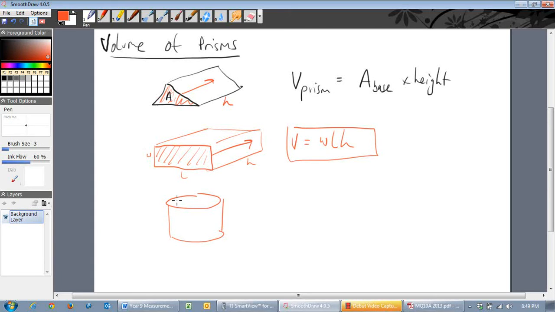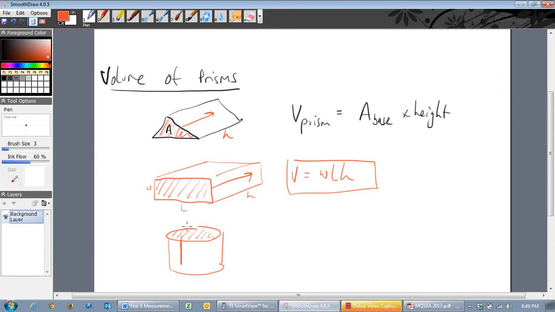Cool. Another one is your classic cylinder. If you think about your cylinder, you've got an area here that's been pulled through that shape there, and so the volume of a cylinder is equal to the area of the base, which is pi r squared, multiplied by its height, which is h there. So that's the volume of a cylinder.